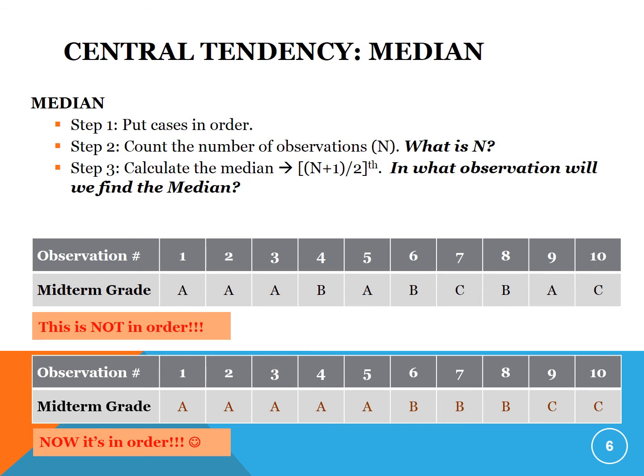And that is not your median, that's just where you would find your median, right? 5.5 is not your median. Your median is wherever your 5.5th observation is. So it's between the 5 and 6 observation. So it's somewhere between an A and a B midterm grade.